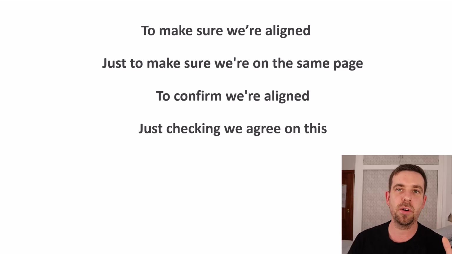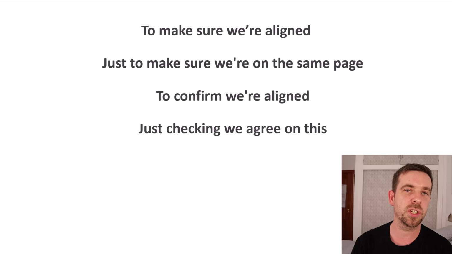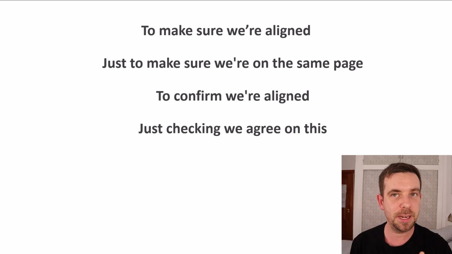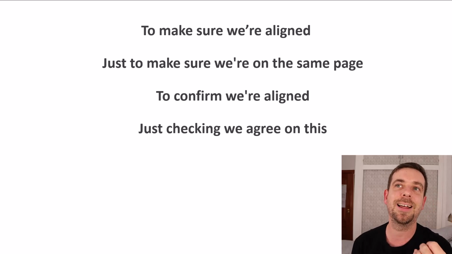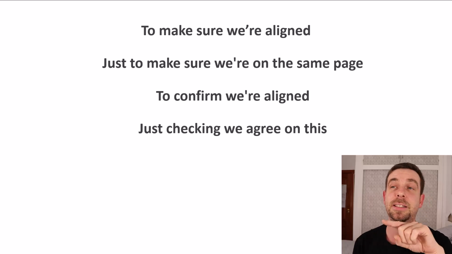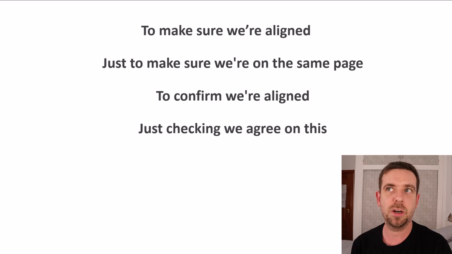Aligned means we are all in the same line, literally like a line. Got there. We're thinking the same thing. Another expression is just to make sure we're on the same page. It's the idea that we all think and understand the same thing. To confirm we're aligned. And the final example, maybe the easiest, is just checking we agree on this.